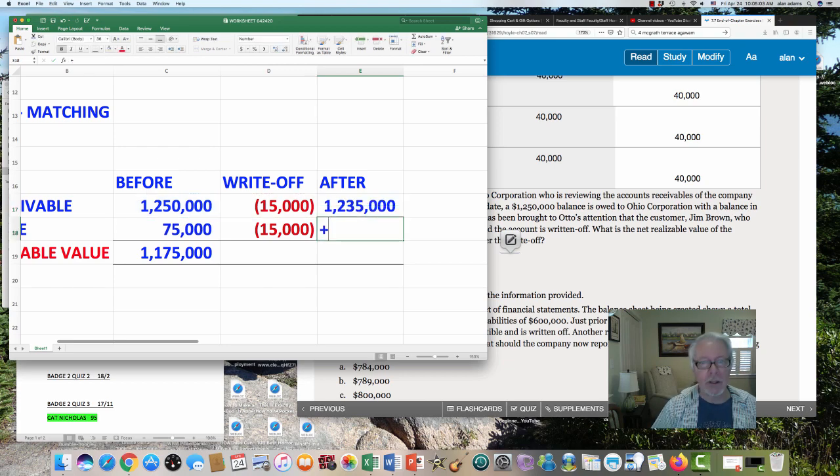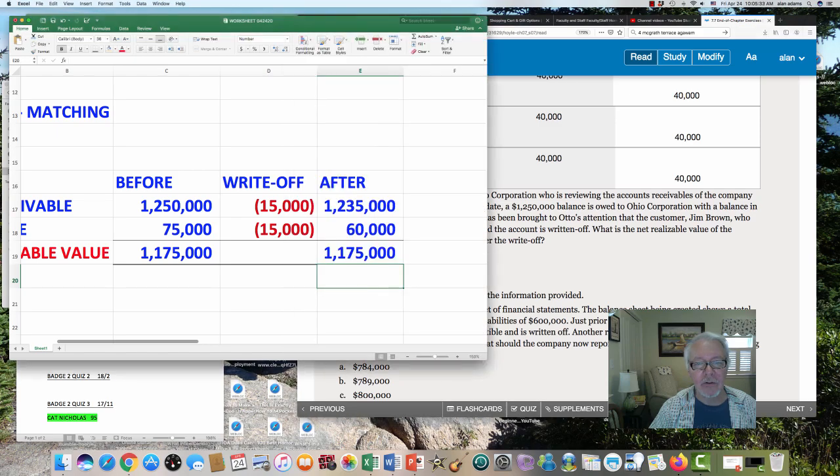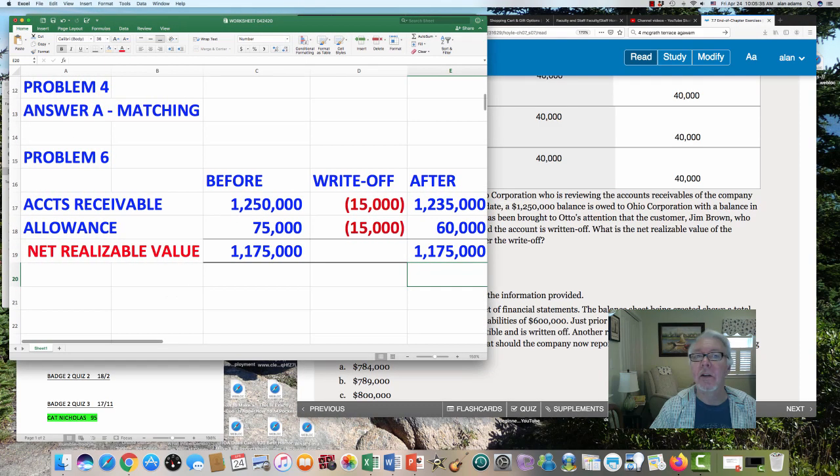Okay, you've got $1,235,000 there. Okay, you've got $60,000 here. So if I take my new receivables after this write-off, less what's left in that allowance bucket, I still have $1,175,000. Okay, the correct answer therefore is going to be item B. All right, I had $1,175,000 before. I've got $1,175,000 after, and here's my proof of exactly why with the changes. I hope that that's clear to you.